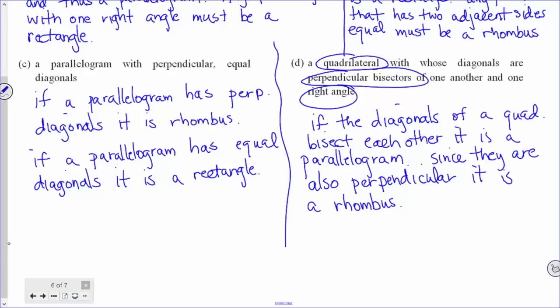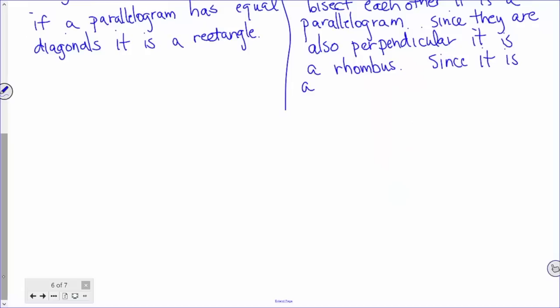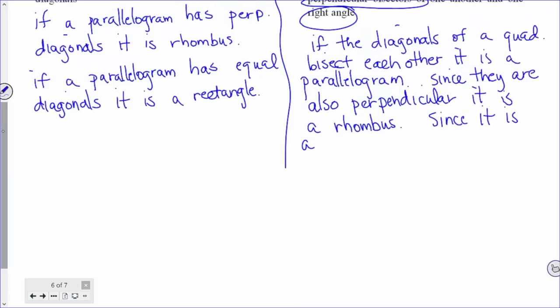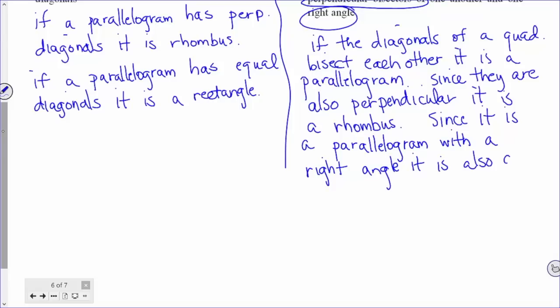All right? But, since it is a parallelogram with a right angle, it is also a rectangle.